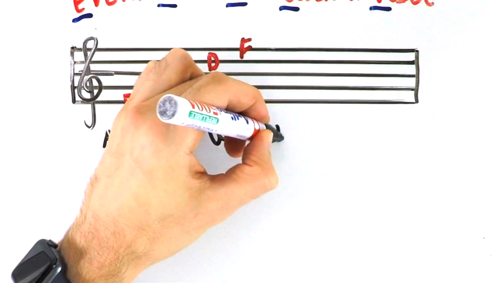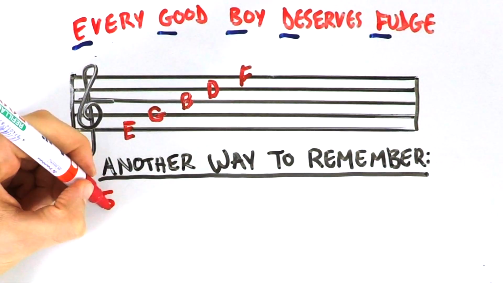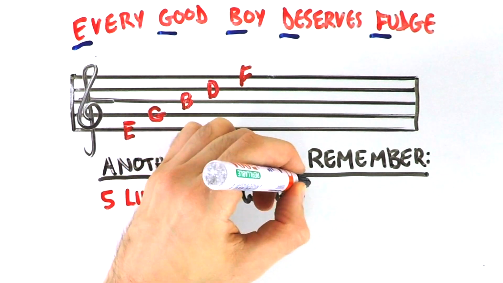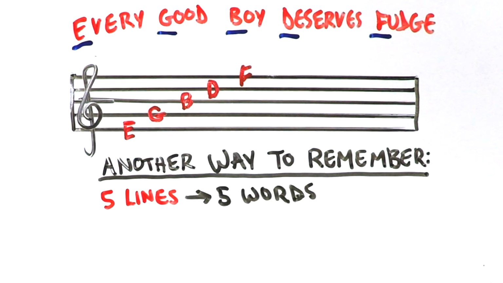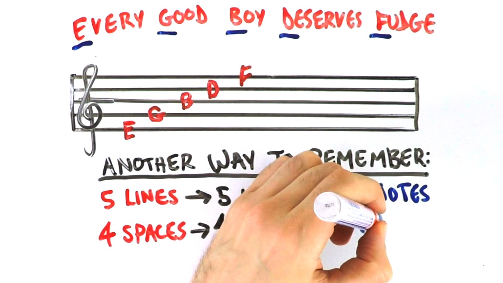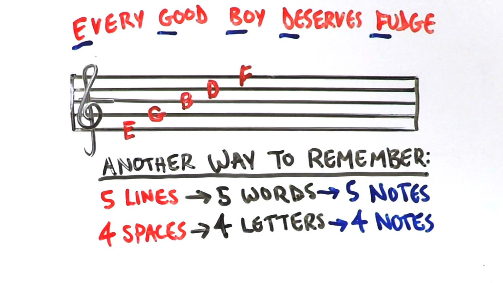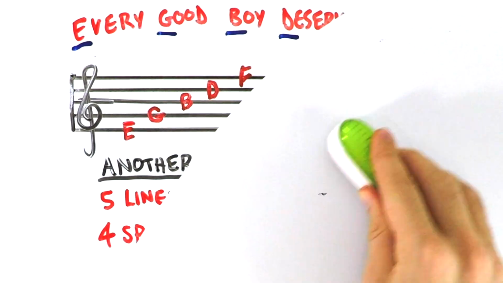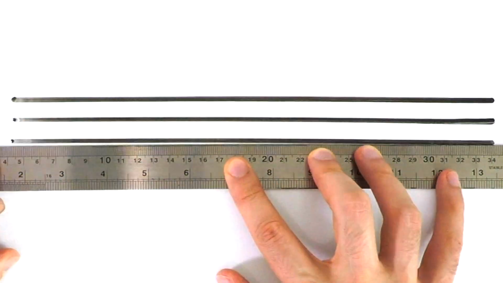Also, another easy way to find out is that there are 5 lines and there are 5 words in Every Good Boy Deserves Fudge, and therefore 5 notes that have to find homes. Whereas in Face on the Space, there's 4 notes in FACE for Face on the Space, and there's only 4 spaces. That might help you remember as well.